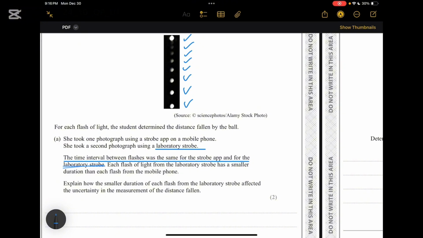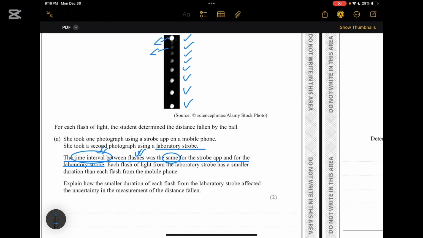These two lines are very important. So the time interval for both the strobe wave and the laboratory was the same. So what does this time interval mean? The time interval between flashes means the time gap between two consecutive flashes of light. Let's say this one and this one. These are the two consecutive flashes of light, right? So the time gap between these two flashes is known as the time interval.